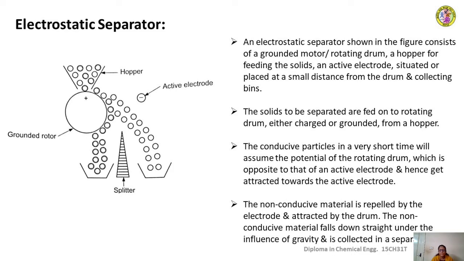While the non-conductive particles will not acquire any charge, so they'll not be attracted towards the active electrode. And they'll be falling down right below the grounded rotor. So this is how we can separate out the particles using an electrostatic separator.